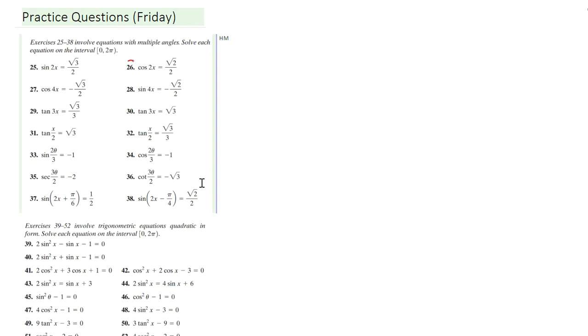So let's start over here. Let's do number 26. So 26 has cosine of 2x is equal to root 2 over 2. In order to solve these, first of all, we have to identify that there has been a horizontal compression by a half. So as a result, for right now let theta be equal to 2x for our substitution, but we also need to identify that the new period for this graph is not 2 pi, it's 2 pi over 2, which then reduces down to pi.